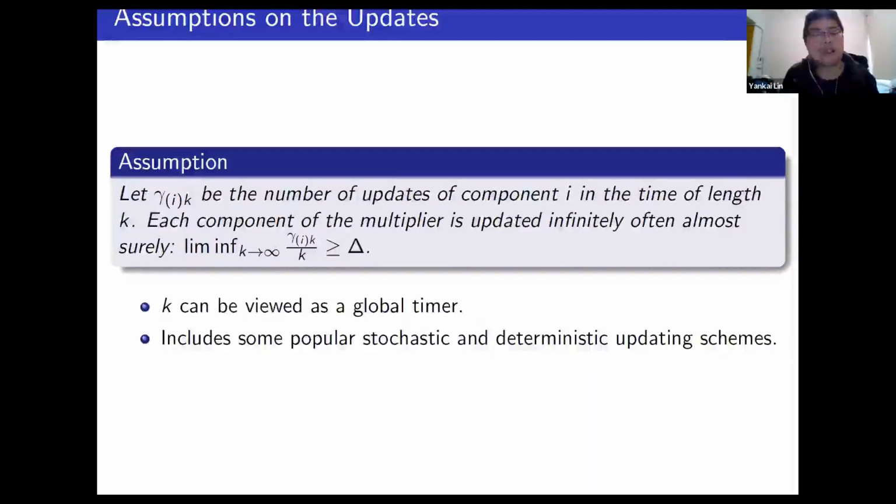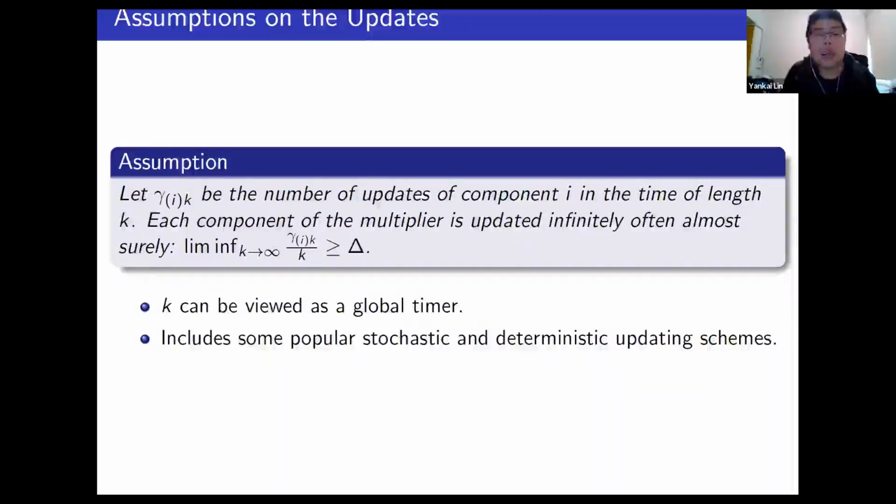For example, in the literature of block coordinate descent for convex optimization problems, they often make the assumption that each component, each decision variable, is selected with a strictly positive probability, and that's a special case of this assumption, and it certainly satisfies our assumption. Or in some deterministic schemes, they update every component in a round robin fashion. So for example, you have 5 components, you update in a fashion like 1, 2, 3, 4, 5, and you just keep going like that.